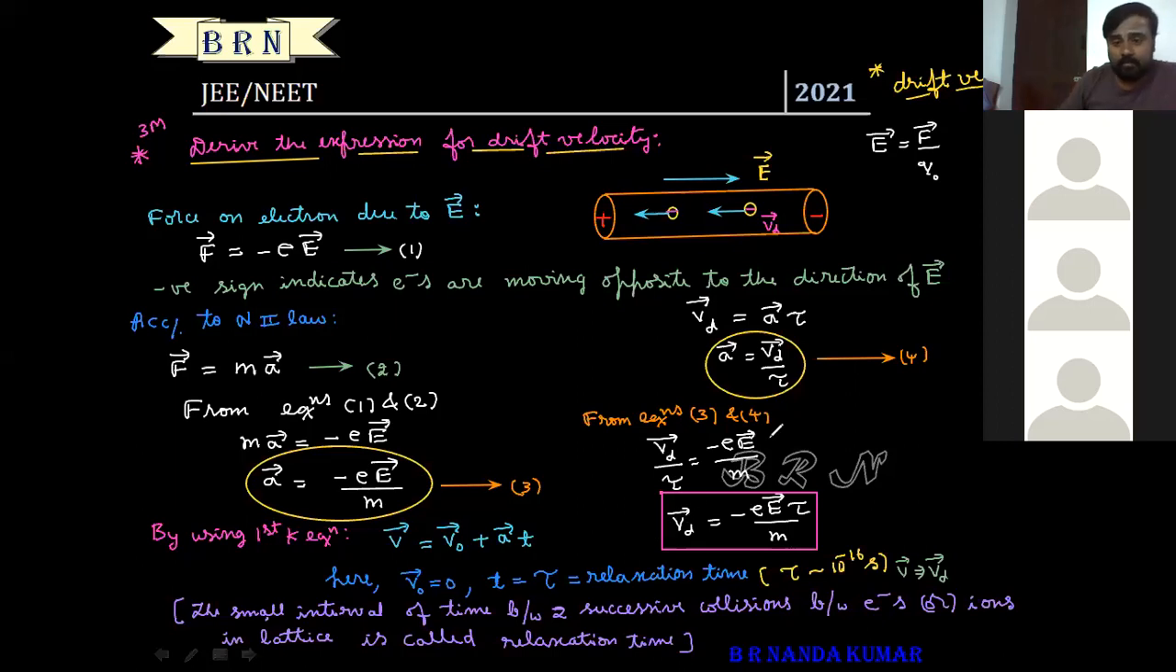So I have explained in detail how it comes and completed the derivation. So this is the expression for drift velocity. What is drift velocity? That is average velocity. Listen slowly to what I say. Drift velocity means the average velocity with which the free electrons in a conductor get drifted.